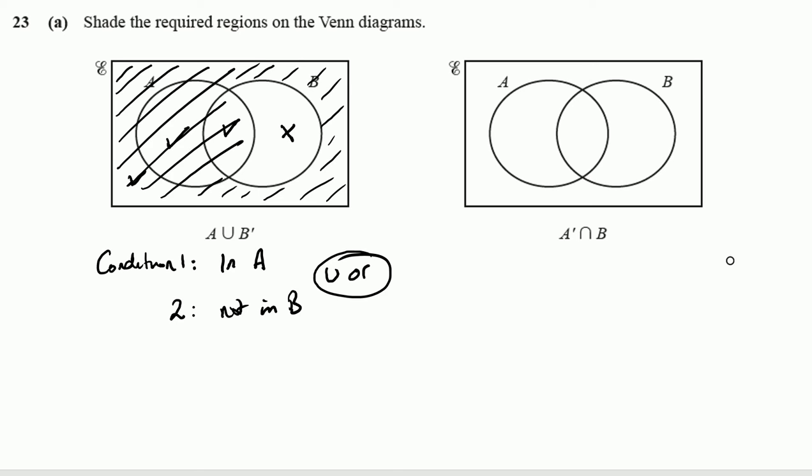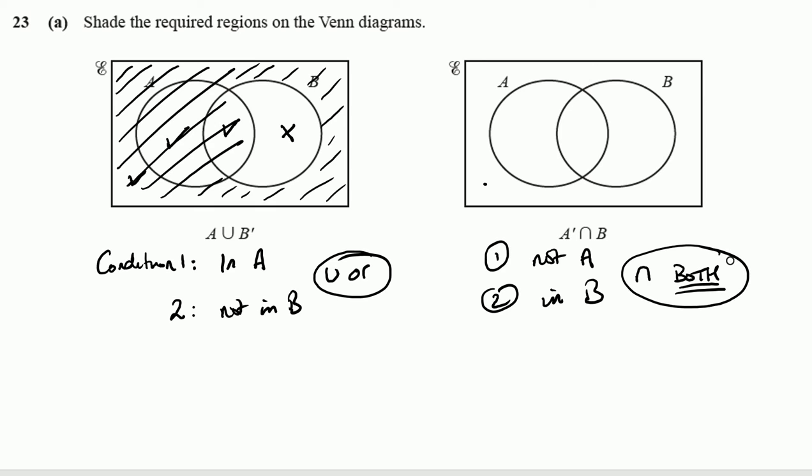Let's have a look at the next one. I have 2 conditions. Condition 1 is that I'm not in A. And condition 2 is that I'm in B. But this time these conditions are being combined with the intersection symbol, which means I must satisfy both of them if I want to shade that area. Let's look at this outer area first. That is not in A, so it satisfies the first condition, but it's also not in B, so it doesn't satisfy the second condition. And because with the intersection symbol I must satisfy both conditions, I don't get to shade it.